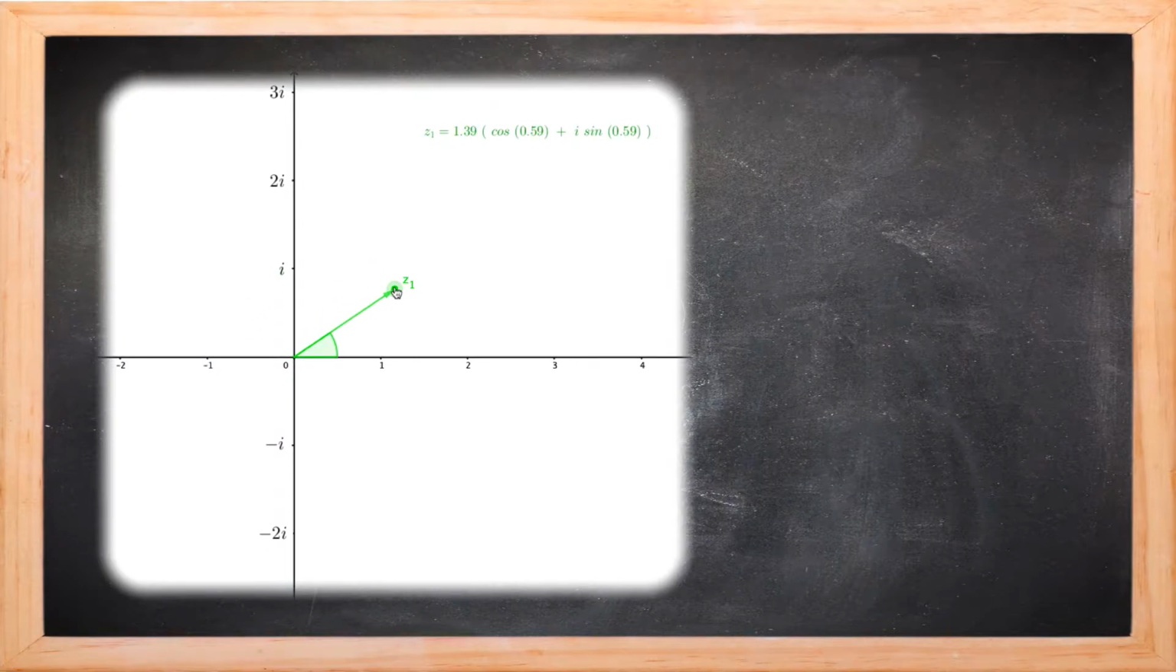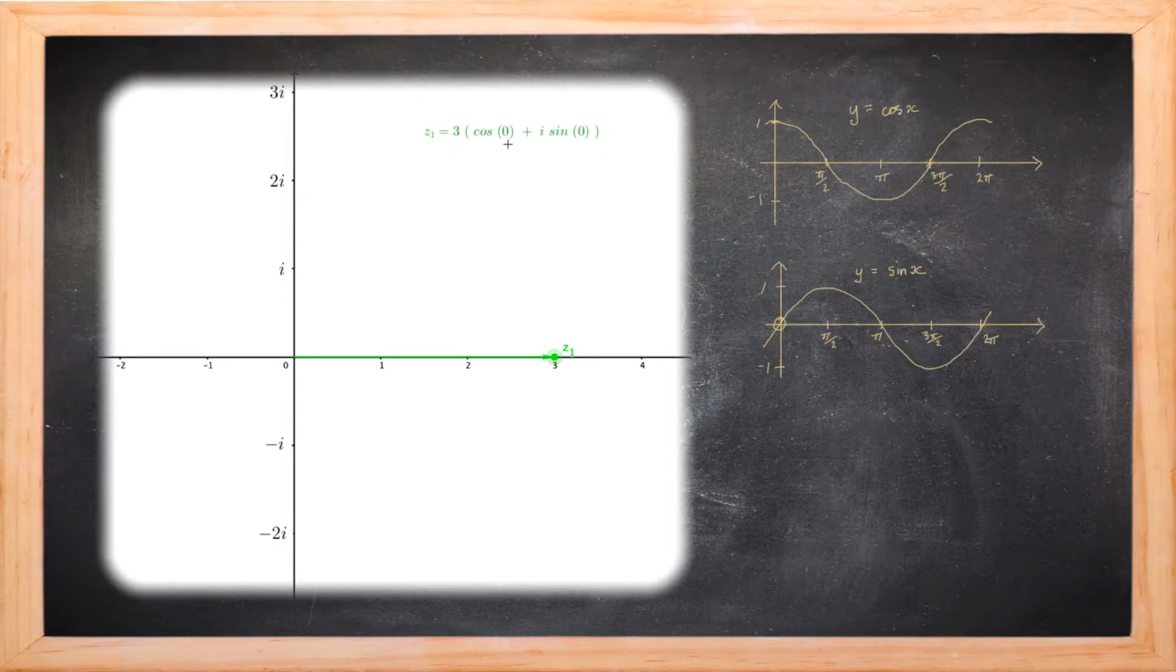So let's do a few familiar numbers. Suppose we use the number 3 first and look at the polar form. There is the modulus. Z1 is certainly 3 units from the origin. Cosine of 0 is 1. Sine of 0 is 0. So in brackets here we would just have the number 1. 3 times 1 is indeed 3.